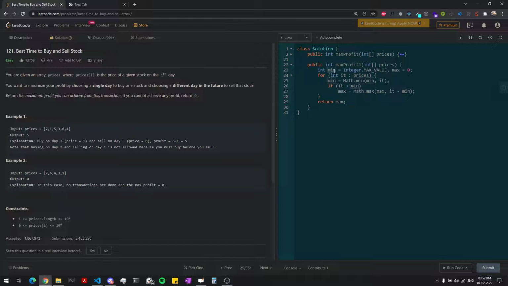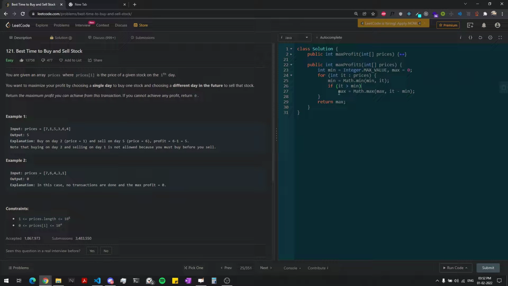We have a variable that will keep track of the minimum, and max will keep track of the maximum value. So I'm looping the whole array with a for each loop, where this is the value of the current index. Okay, so this is 7, then 1, then 5, like that. So minimum is just finding the minimum up till now. What is the minimum value? It's just the min function. So at 7 minimum is 7, then at 1 minimum is 1, then at 5 minimum is 1, of course, at 3 also minimum is 1, and up till the end the minimum will be 1 only.